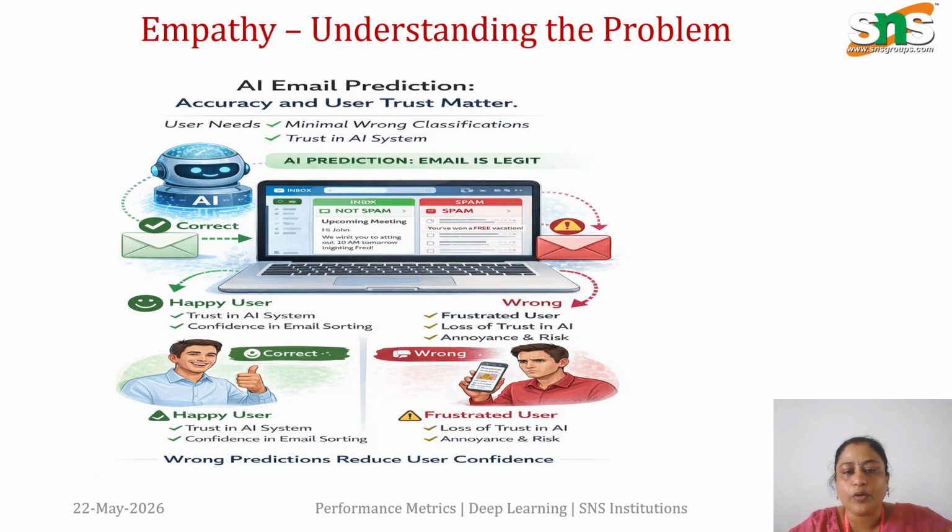Let's understand the problem. Consider a scenario. Imagine an AI system that predicts whether an email is spam or not. What are the user expectations? Yes, that is accurate predictions, fewer wrong classifications, and trustworthy AI systems. But think about when important emails are marked as spam, users lose confidence in the system. This is where evaluating model performance is very important.